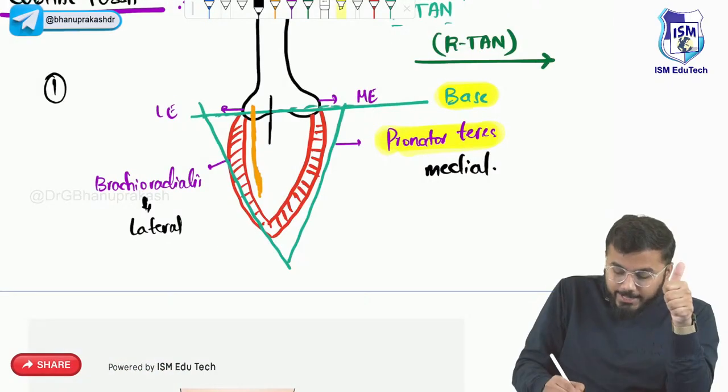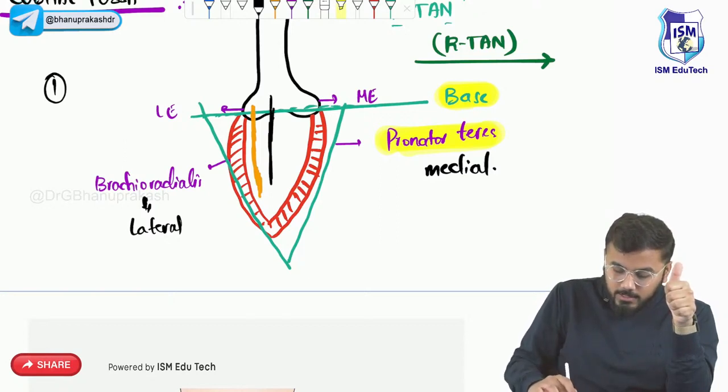Look here, guys. This is your biceps muscle, right? If you palpate inside, you can feel a tendon in the cubital fossa. That tendon is nothing but the tendon of your biceps brachii. How do you remember the contents? Contents are remembered in this way, guys. From lateral epicondyle till medial epicondyle, remember it as R tan. What does R stand for? R stands for radial nerve. Next, what does T stand for? T stands for tendon of biceps brachii.